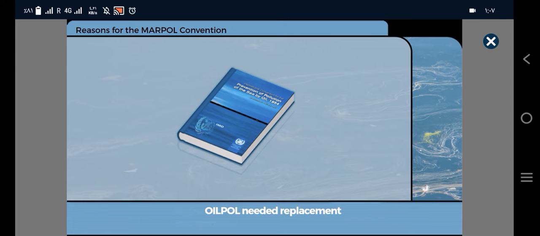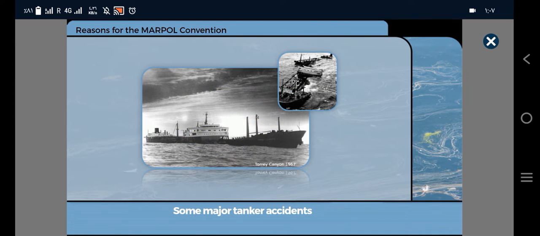Most notably, MARPOL was voluntary and contained weak enforcement powers. Several tanker accidents had occurred, resulting in serious pollution, notably the Torrey Canyon.